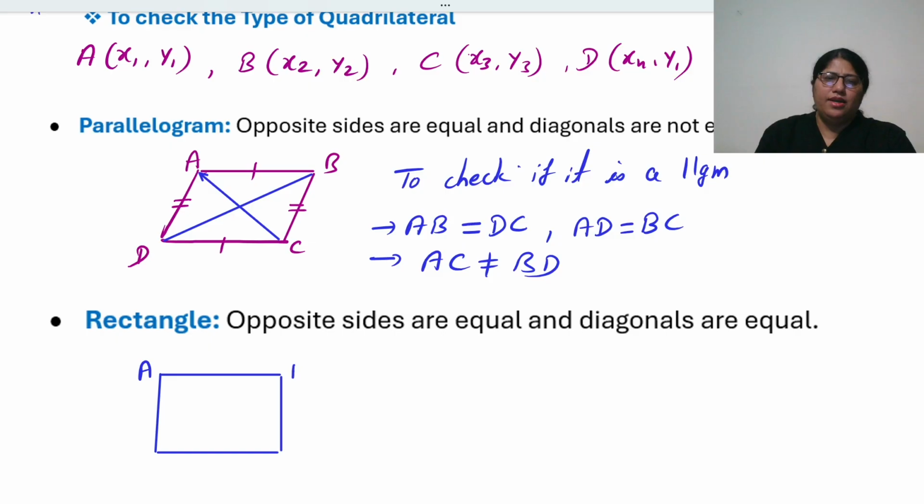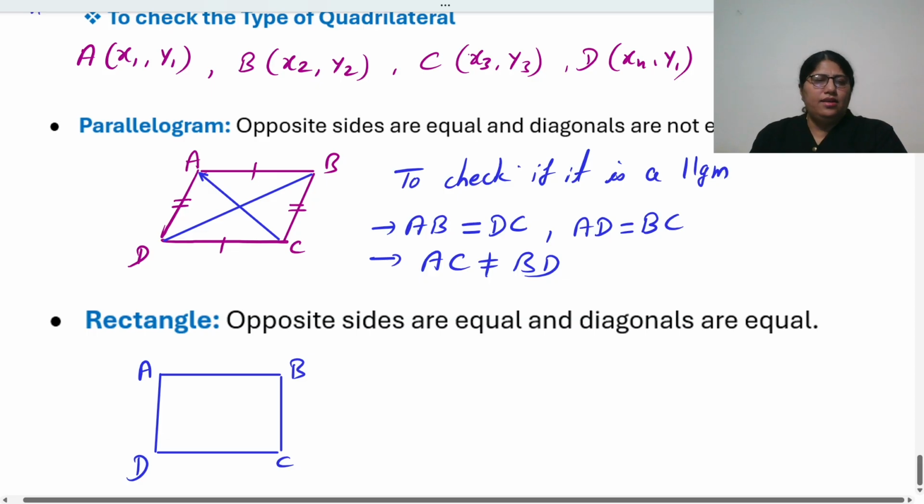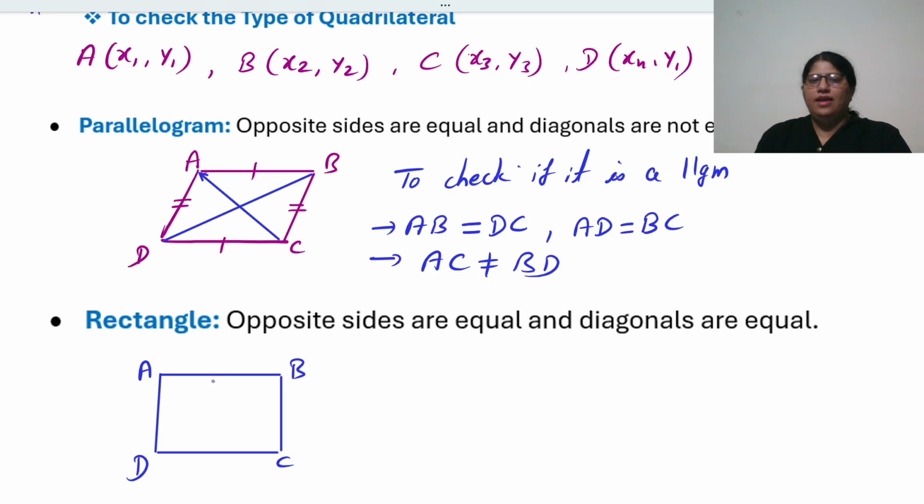First, I'm just marking a quadrilateral ABCD. Now, a rectangle also, because we can't check whether there is a 90-degree angle or not. We are just talking about the length. Length-based properties are always based on side and diagonal. So, opposite sides are equal, so you mark this as equal, and diagonals are also equal.